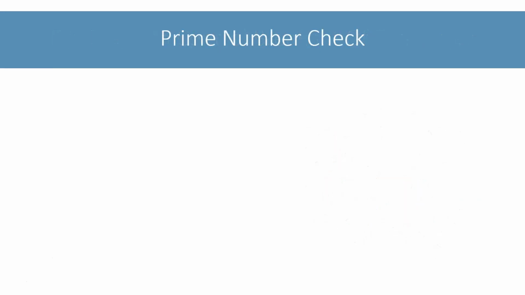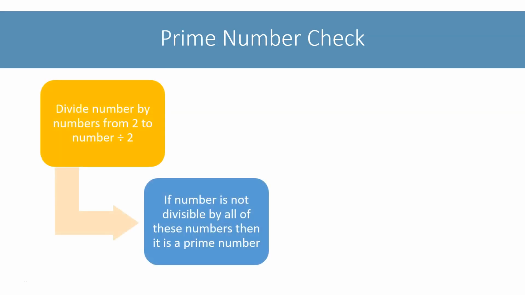I want to write a program to check if the number entered by the user is a prime number or not. To check if the number is prime or not, I will use a very simple method. I will try to divide the number by all the numbers from 2 to half of that number. That is, from 2 to number divided by 2. If the number is not divisible by these numbers, then it is a prime number.